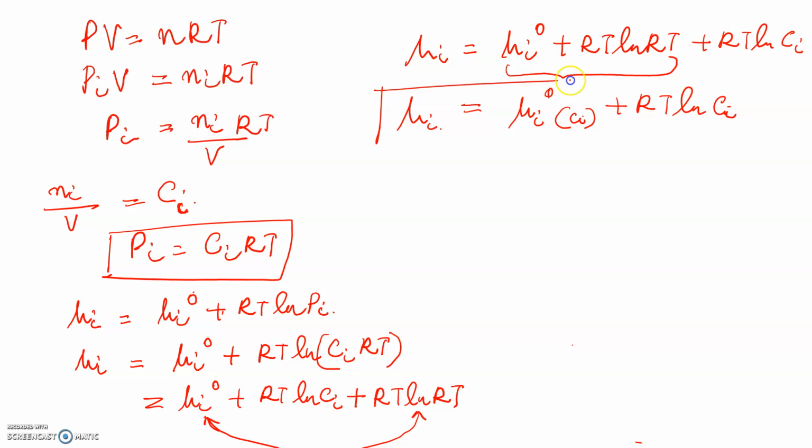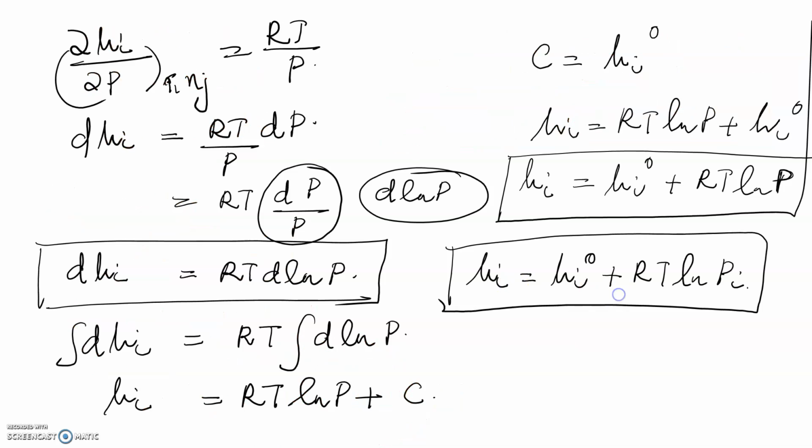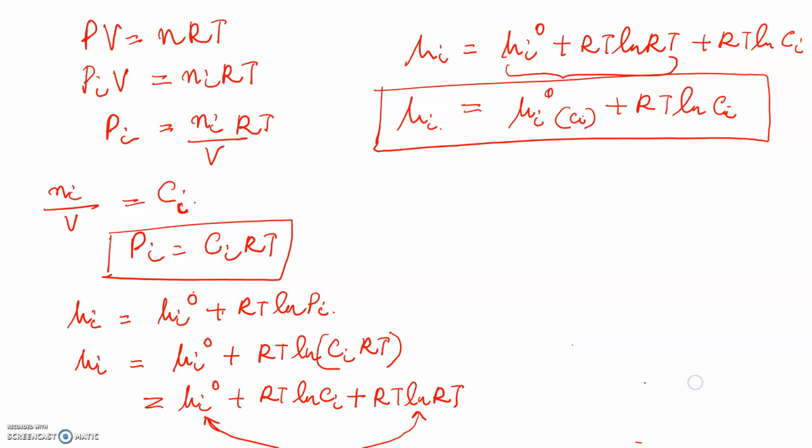Now we have chemical potential mu i is equal to mu i 0 Ci plus RT ln Ci. This is the expression for the chemical potential of a component in a mixture of ideal gases in which the concentration of the ith component is Ci. If we are given concentration, we can use this equation. If we are given the partial pressures, we can use this equation.